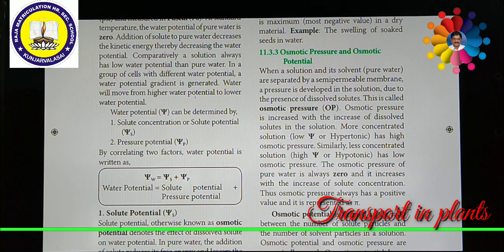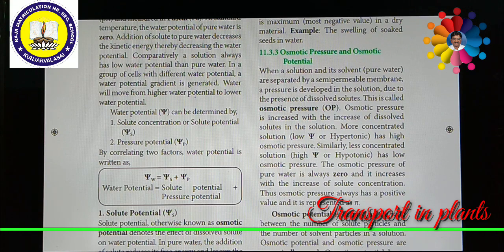Hypo means low, tonic means solute. So a solution having a low amount of solute is called hypotonic. If it has a higher amount of solute, it is called hypertonic. So a hypotonic solution is a weak solution, with high solvent and low or zero solute, which has high water potential and diffuses water out to the other solution. Such a solution is called hypotonic.